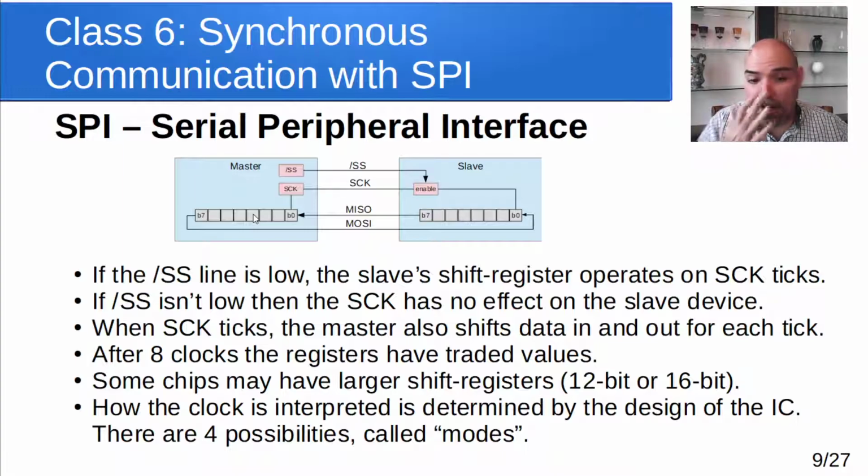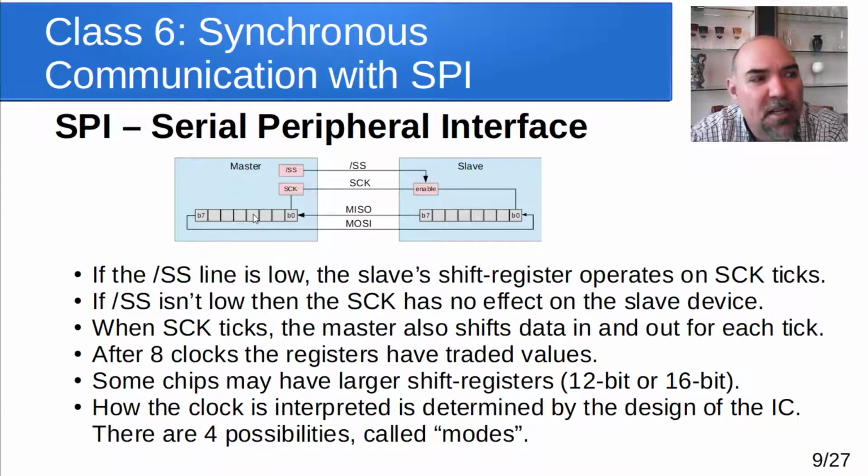Now, some chips might have larger shift registers available, like a 12-bit or a 16-bit shift register. But for the most part, 8-bit shift registers are what's available. And that clock is basically the thing that causes them to shift 1 position. So for every tick of the clock, tick, tick, 1 bit position, tick, tick, next bit position, tick, tick, next bit position. So very similar to your previous lab.